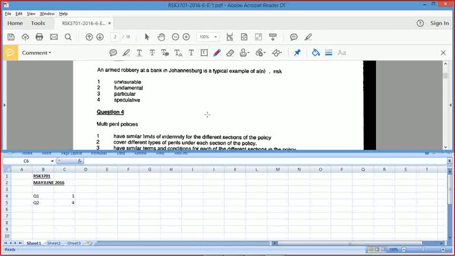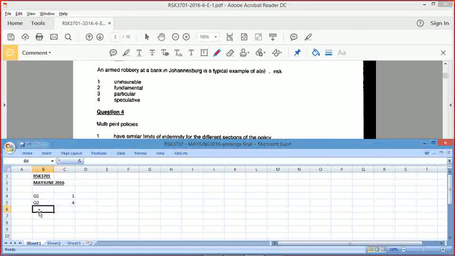An armed robbery at a bank in Johannesburg is a typical example of a... So if I'm looking at an armed robbery at a bank, is that insurable? Yes, so one is out. Fundamental, does this affect everyone? No, it doesn't. It only affects the bank. So it would be particular. Do you agree? Yes, I went with that as well.